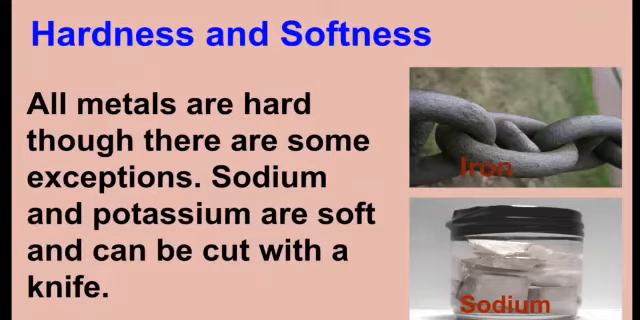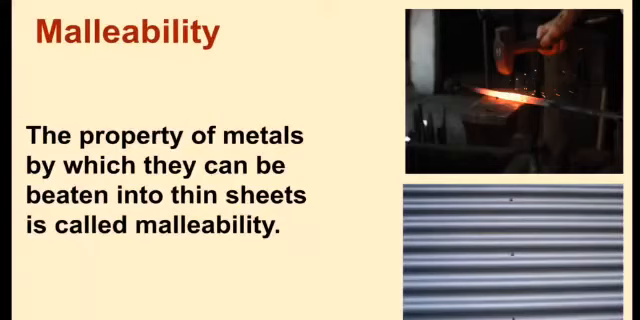Now we'll talk about hardness and softness. All metals are hard, though there are some exceptions. Sodium and potassium are soft and can be cut with a knife. Mostly metals are hard, but some metals like sodium and potassium are highly reactive and very soft in texture. They can be cut with a knife, and because they are very reactive, they are always kept in kerosene oil. As you can see in the jar, there is sodium which is kept in kerosene oil.